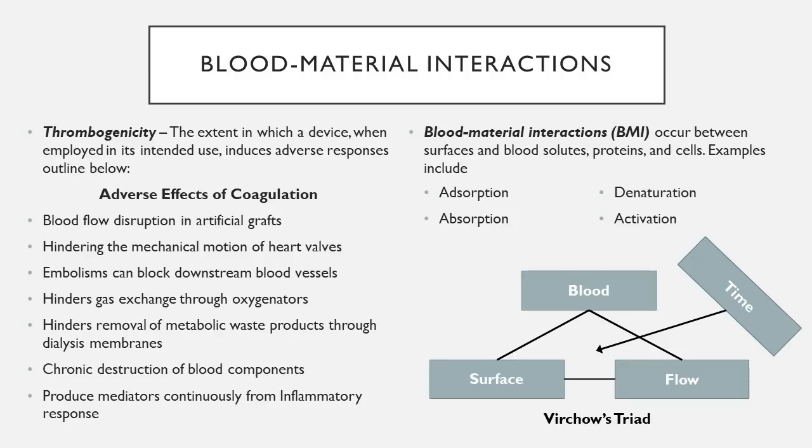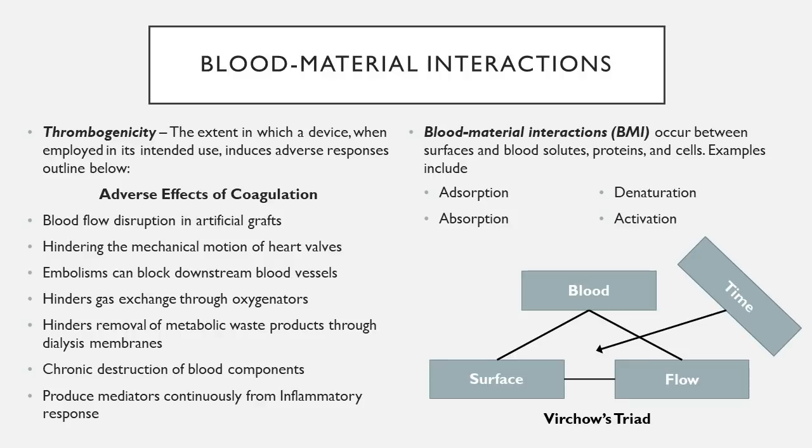a few of these examples, like a disruption in blood flow in artificial grafts. They can hinder the mechanical motion of heart valves. Embolisms can form downstream of the actual device within blood vessels. They can hinder gas exchange through oxygenators. They can cause the chronic destruction of certain blood components and hemolysis. They can also produce mediators that can continuously induce inflammatory reactions through complement or other immune responses.